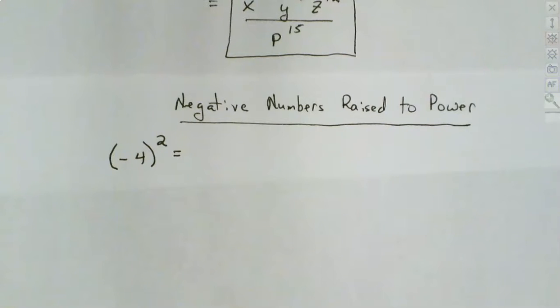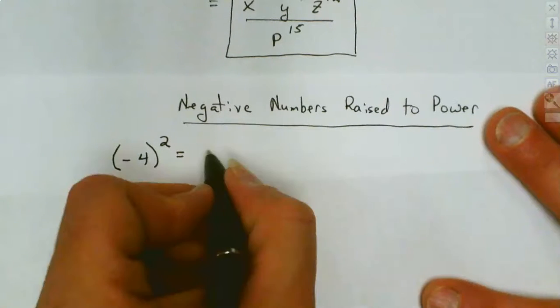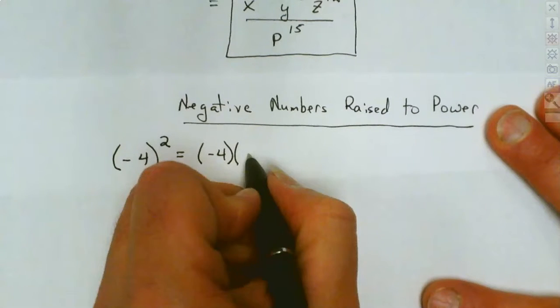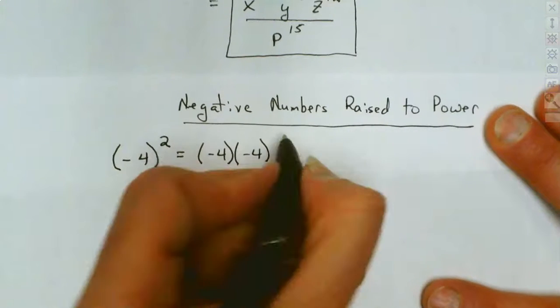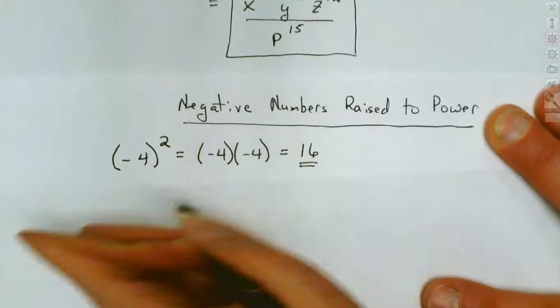Well, we need to write it out. Now, what do we have? We have negative 4 inside parentheses, and it's squared. So that's going to be negative 4 times negative 4, and a negative times a negative makes it a positive 16.